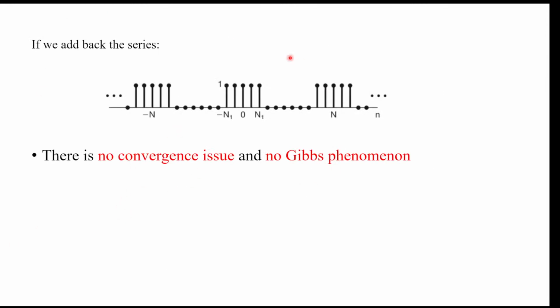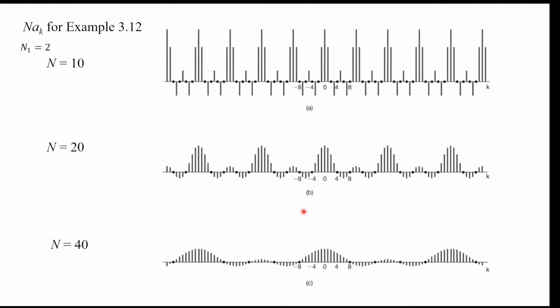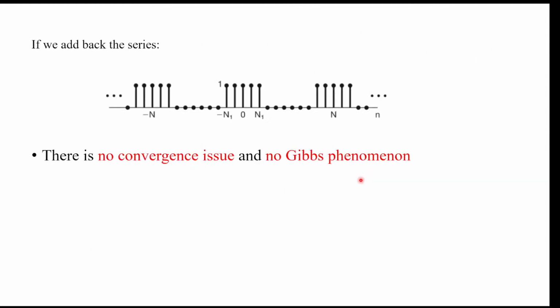Okay, 3 minutes, I guess we can finish here. The thing I want to say is that there is no convergence issue for the discrete-time Fourier series. That is, when you have those a_k and you add them back with our synthesis equation, you will get your block wave exactly. There is no convergence issue, and there is no Gibbs phenomenon.